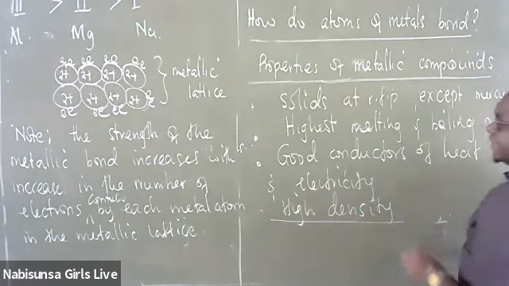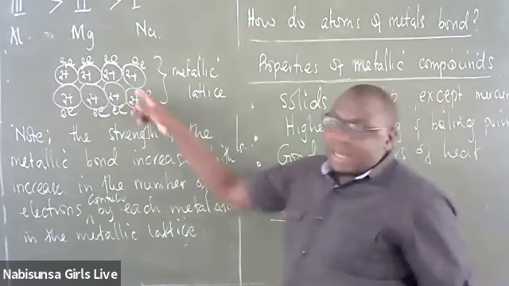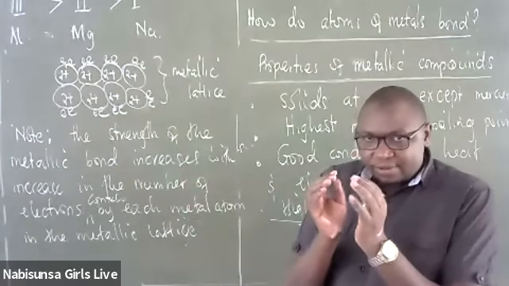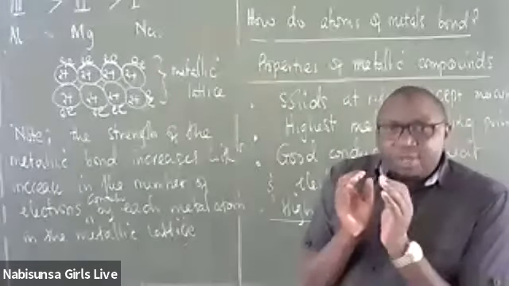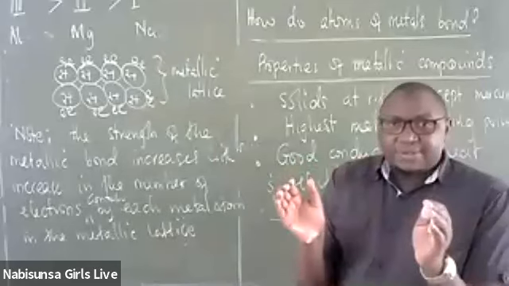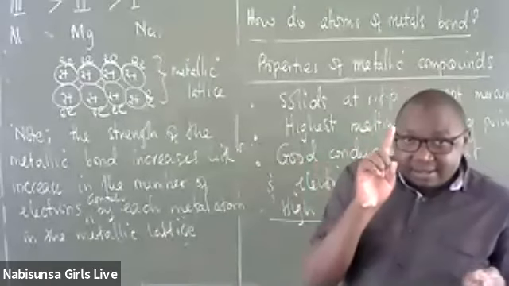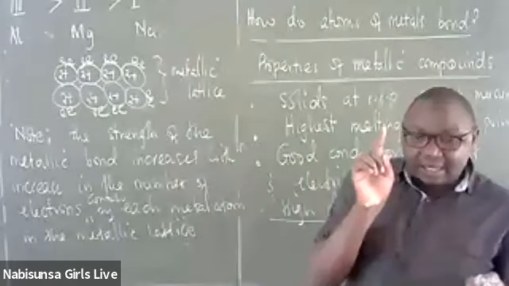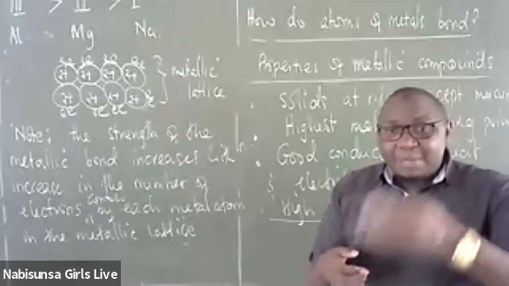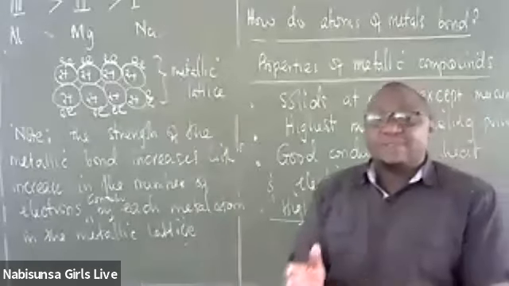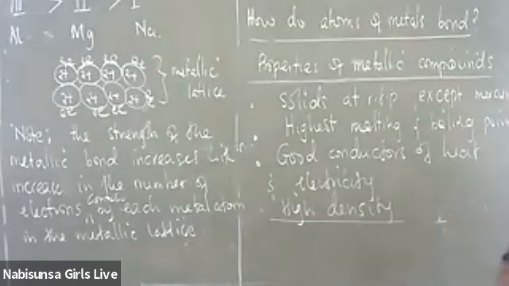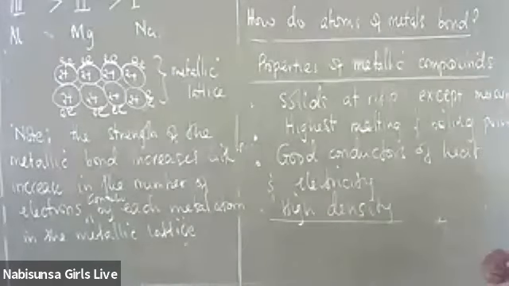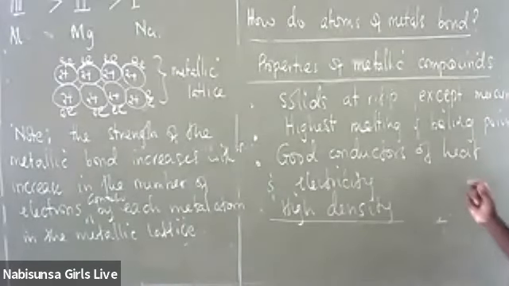Why do they have high density? Since there are many particles that are so close to one another, in a small volume, in one unit like this, 1 centimeter here, you're going to find many particles clustered together. That's why most metals have very high density. They are very heavy. That's the fourth one: they have high density.